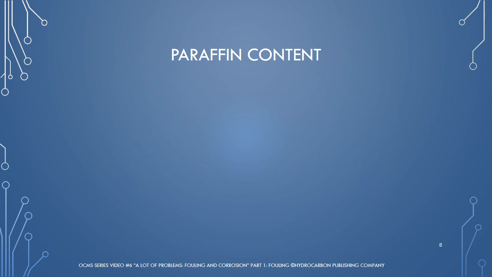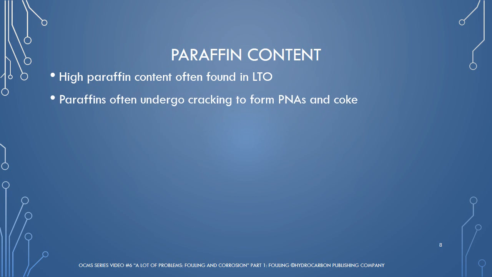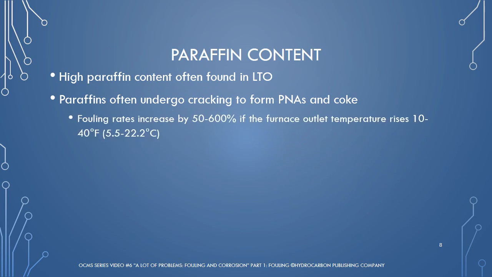Light tight oil has significant levels of paraffinic hydrocarbons, which can undergo cracking to form polynuclear aromatics or PNAs and coke. It is reported that fouling rates can increase by 50 to 600% if the furnace outlet temperature rises 10 to 40 degrees Fahrenheit or 5.5 to 22.2 degrees Celsius.